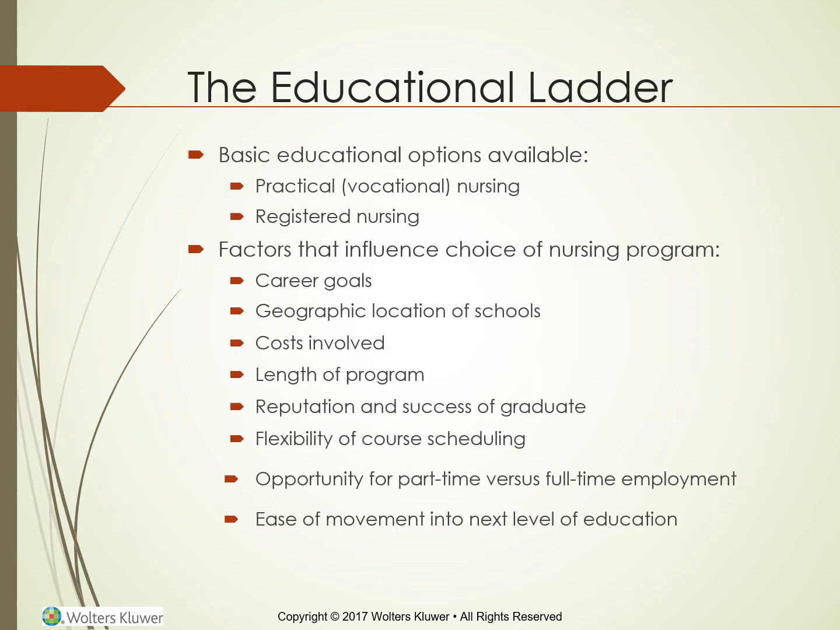2 basic educational options are available to those interested in a nursing career: practical or vocational nursing and registered nursing. Several types of programs prepare graduates in registered nursing. Each educational track provides the knowledge and skills for a particular entry level of practice. The following factors influence the choice of a nursing program: career goals, geographic location of schools, costs involved, length of programs, reputation and success of graduates, flexibility of course scheduling, opportunity for part-time versus full-time employment, and ease of movement into the next level of education.